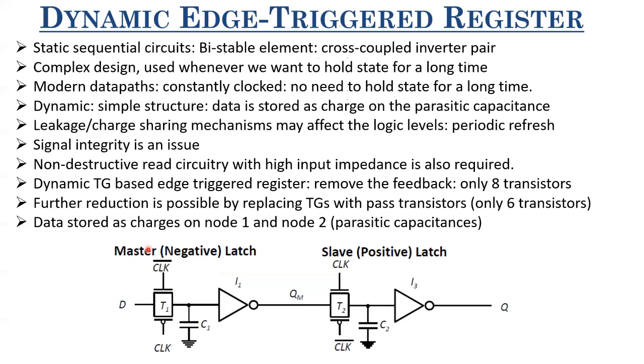Data is stored as charges on the parasitic capacitance available at node 1, which is at the input of this inverter and the output of this transmission gate, and node 2, which is at the input of the second inverter and output of the second transmission gate. So what are the different parasitic capacitances that constitute C1 or C2?